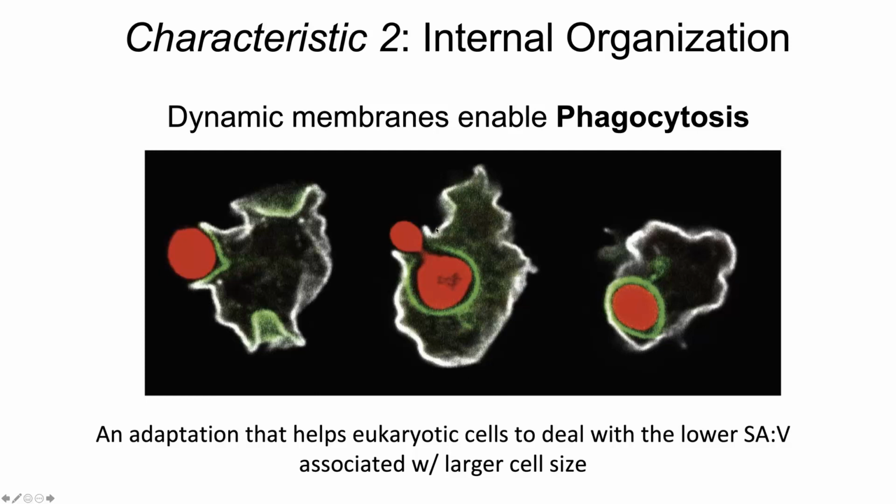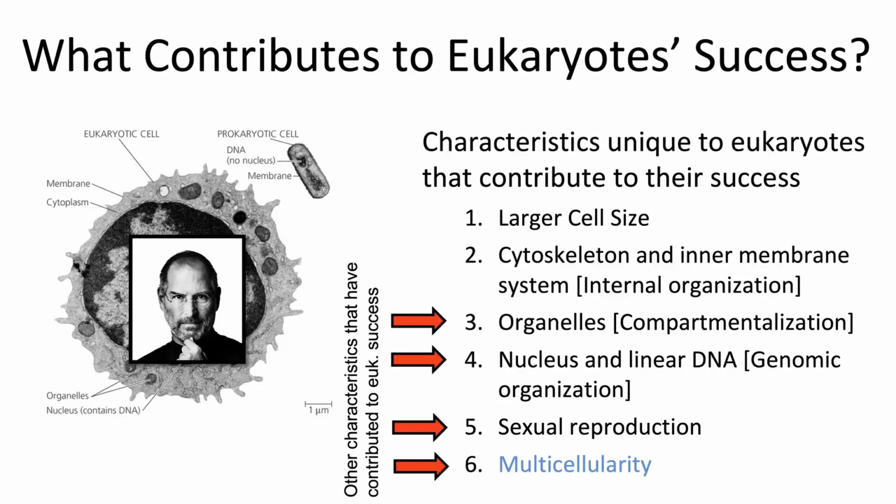And so it's being brought into this cell. It's getting surrounded by another membrane. So this is an example of a sort of dynamic endomembrane system bringing this in, and this will be further broken down and digested and eaten. So this helps eukaryotic cells deal with that lower surface area to volume ratio associated with larger cells by moving nutrients and wastes all around within the cell.